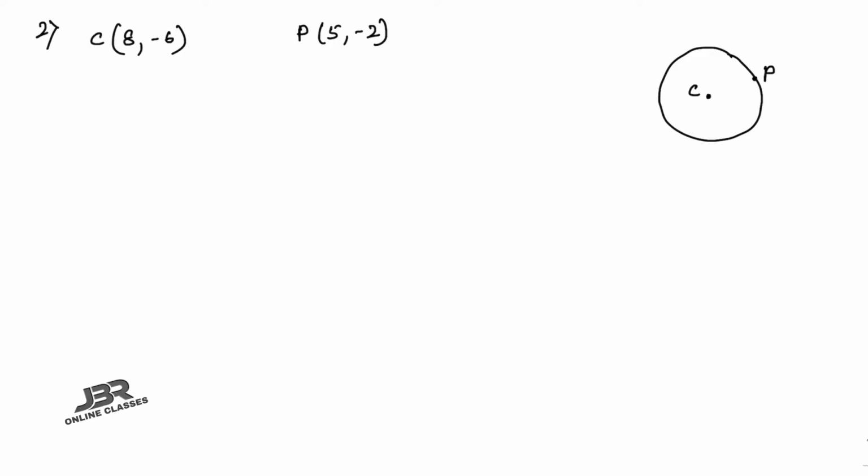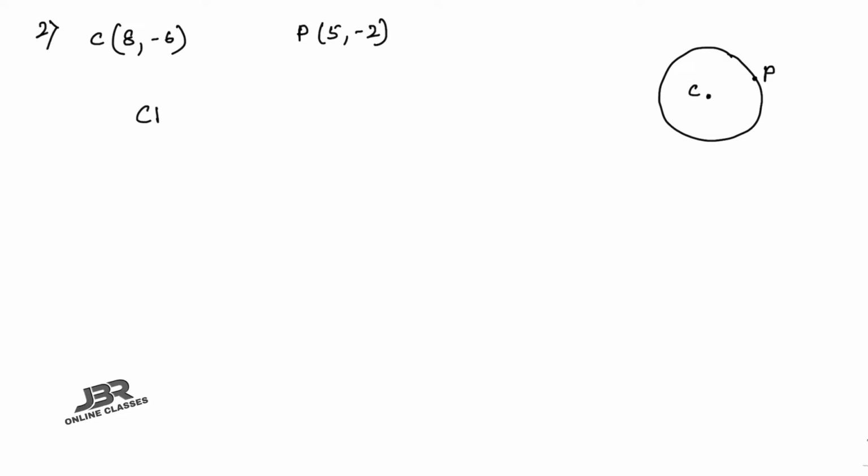Now next, sum number 2. Determine the equation of the circle whose center is (8, minus 6), which passes through the point (5, minus 2). Okay, you have to find the equation of the circle. So suppose this one is the circle, and here the center is this one, suppose C. And that point is P. So the coordinate of P is (5, minus 2) and the coordinate of C is (8, minus 6).